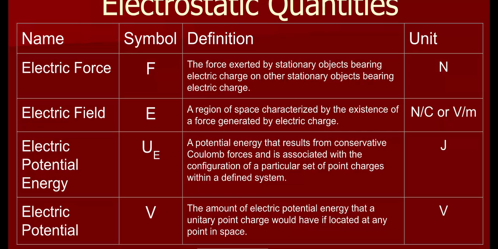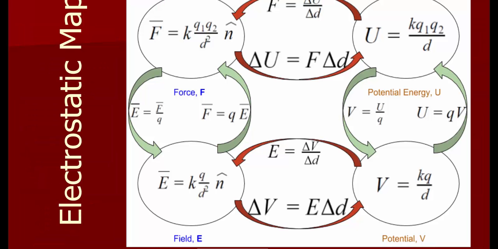Because again, field is going to be asked more than force, and potential is going to be asked way more than energy. But just be aware. So this chart here shows everything that we've learned so far in electrostatics. This side of the chart over here with field and force, these are vectors. These guys over here are scalars, with electric potential and electric potential energy.